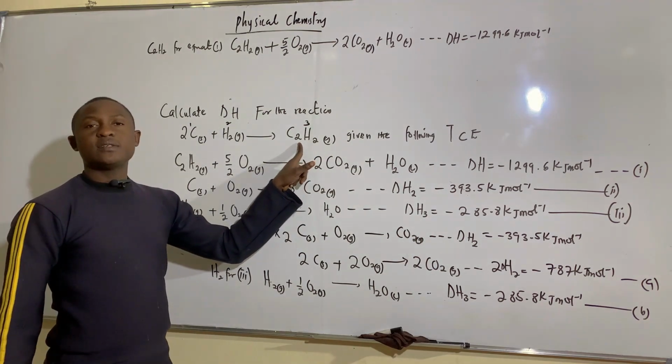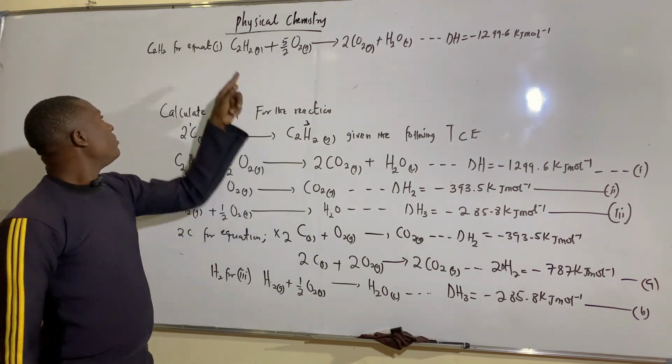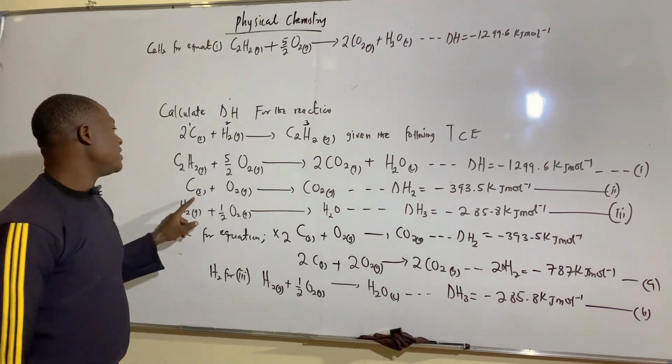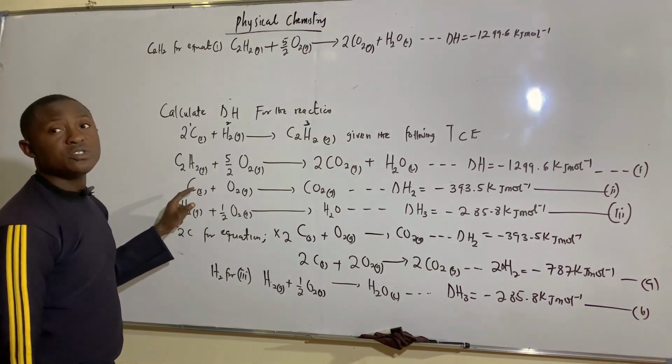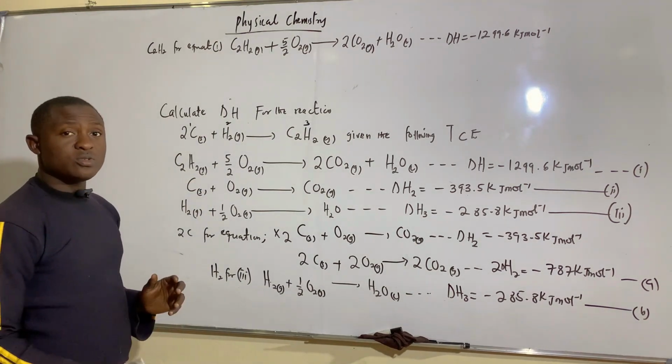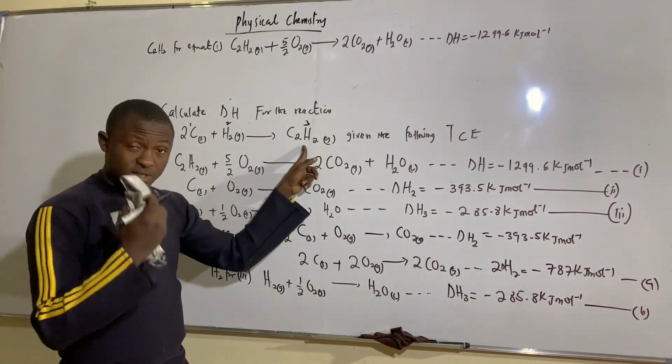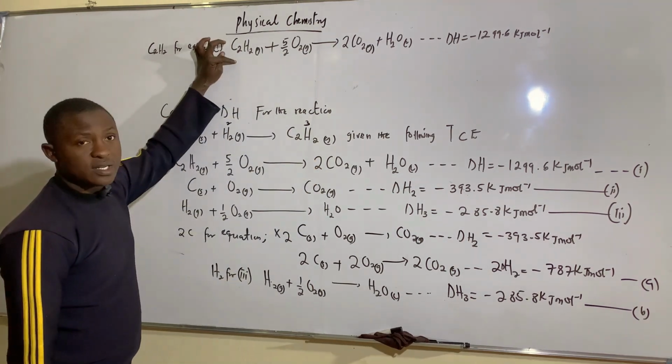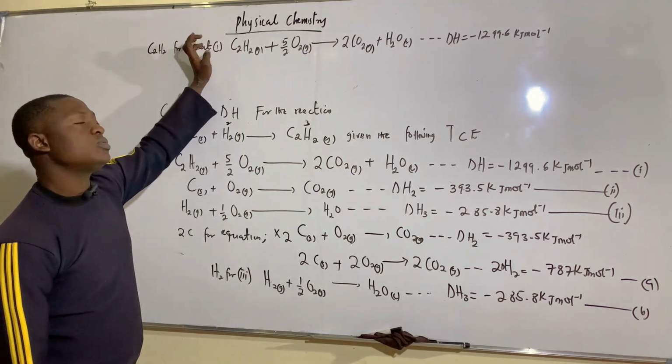So if you look at this one, the one we are looking for, where do we have it? Product side. But the one we are comparing, where do we have it? We have it at the reactant side. So what do we do? We need to reverse it. Why do we need to reverse? Because the one we are looking for is at the product side, and this one is at the reactant side. So we have to reverse that one so that it will come to the product side.